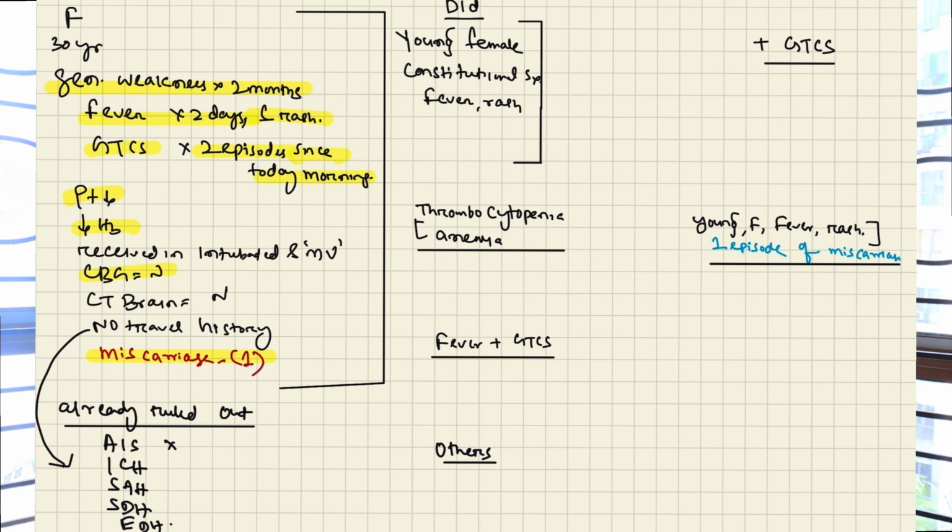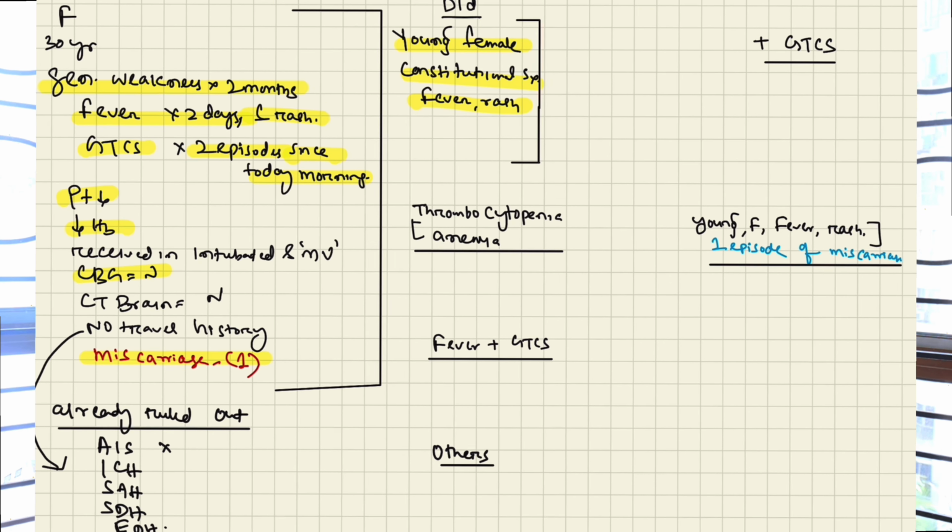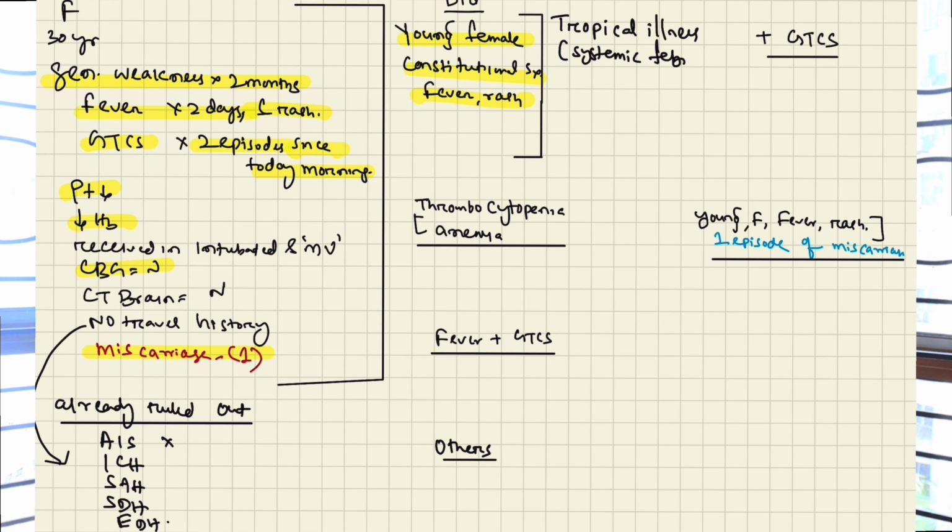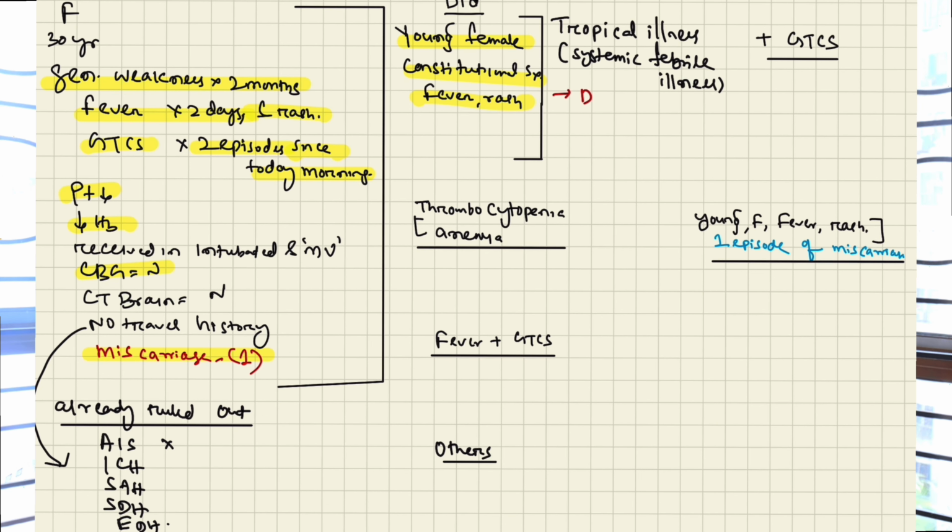For every patient, our first job is to frame a differential diagnosis based on the information provided. In the beginning, the patient is a young female presenting with constitutional symptoms and also fever and rash. So the first diagnosis that should pop into our mind is tropical illness, also popularly called systemic febrile illness. We have dengue, malaria, typhoid, scrub typhus, leptospira, chikungunya, etc., right? This is the first differential diagnosis that should come to our mind because you are living in a tropical country.